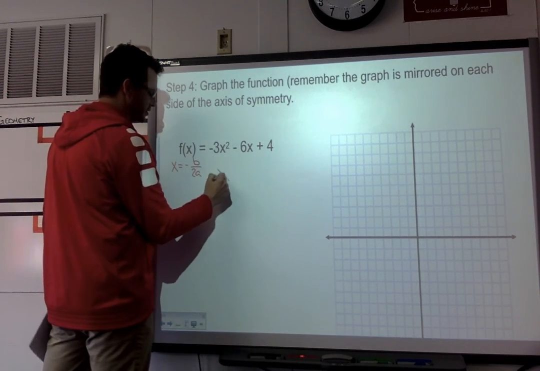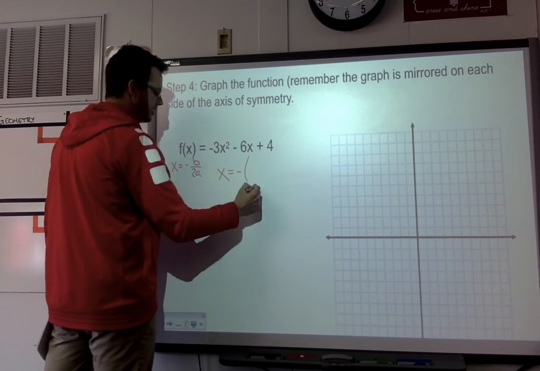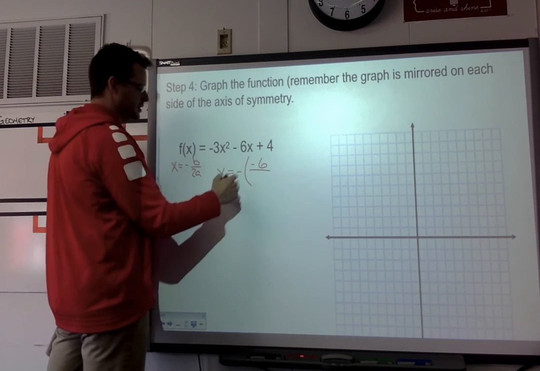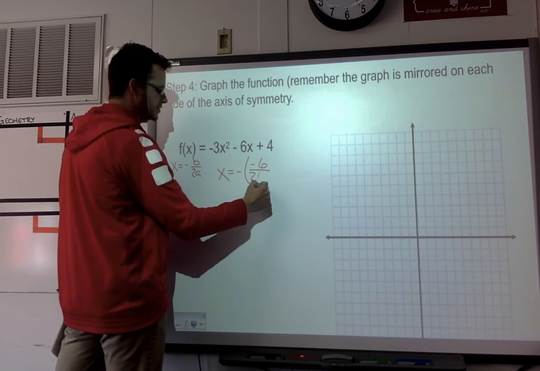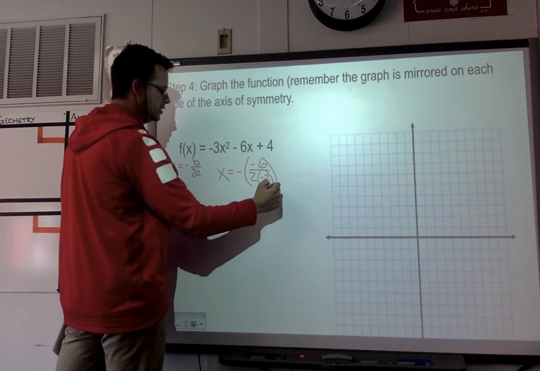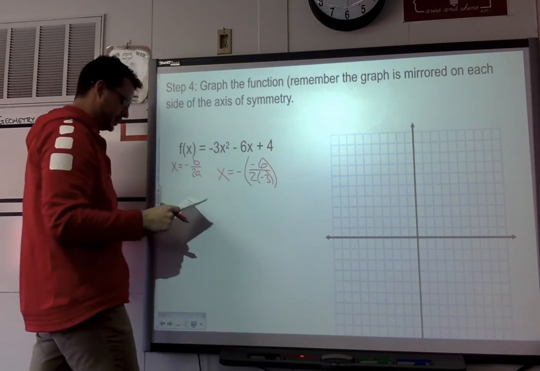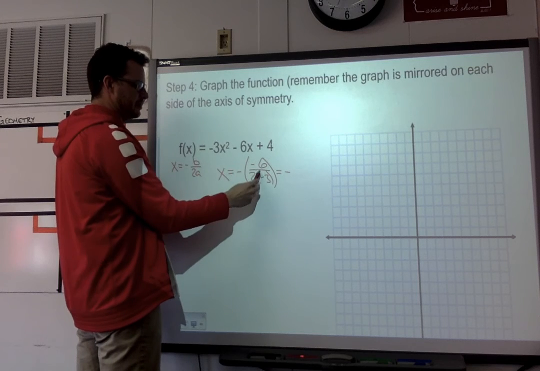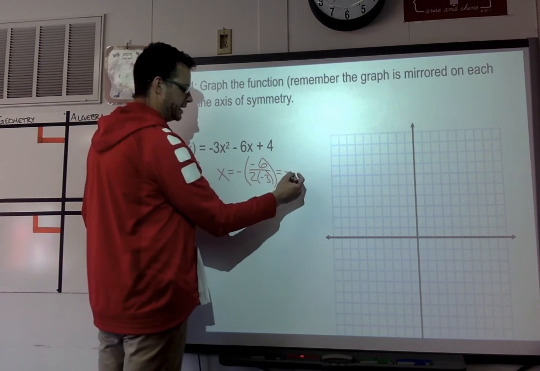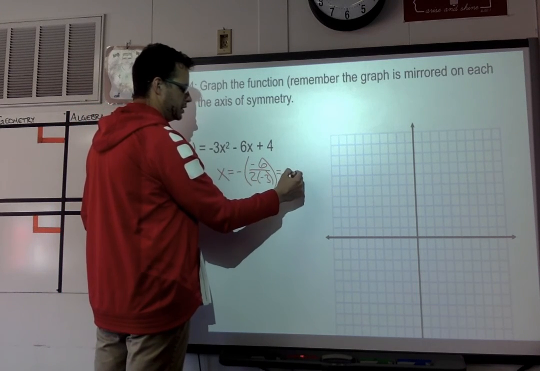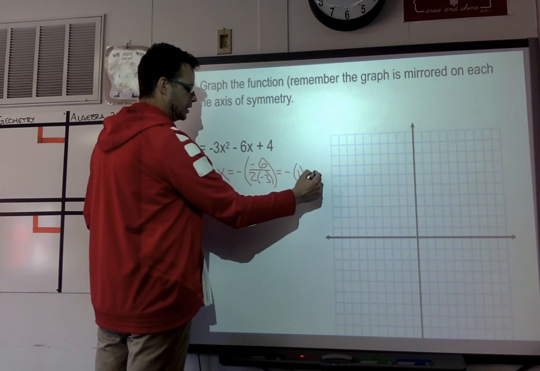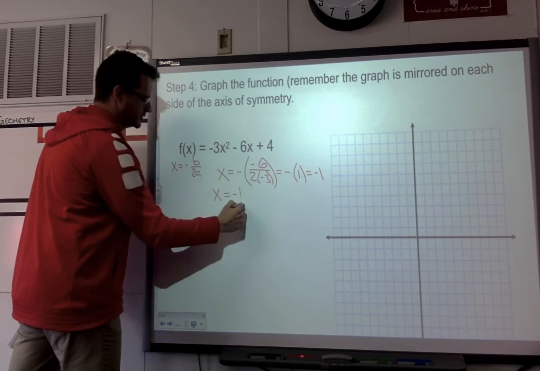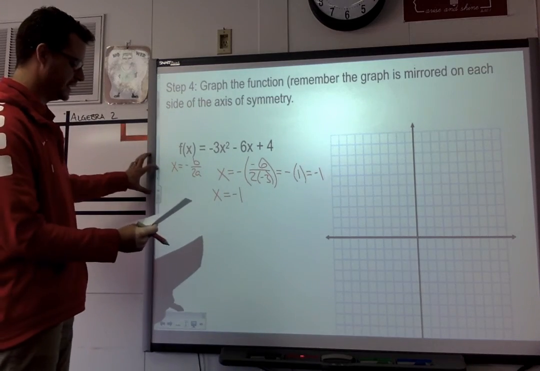And our a value is negative 3. So for this one, it's going to be x equals negative, then in parentheses, I'm going to put b, which is negative 6, over 2 times a, so 2 times negative 3. So that will then equal negative, in my parentheses, negative 6 divided by negative 6 is 1. So negative 1. So my axis of symmetry is going to be at x equals negative 1.